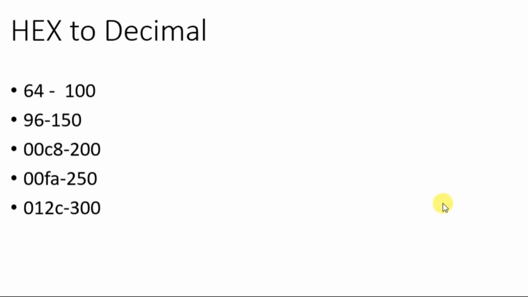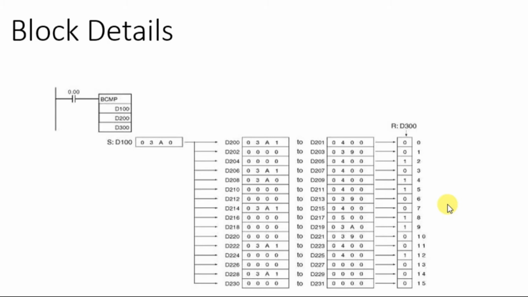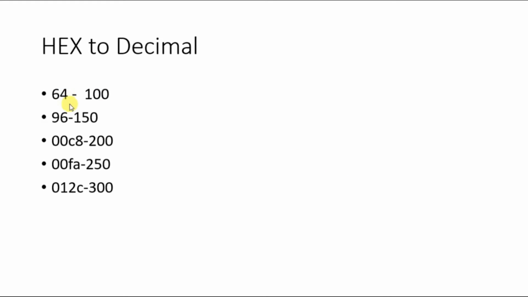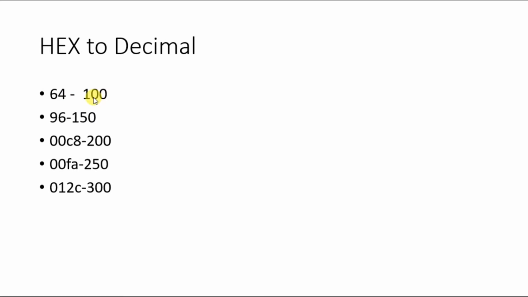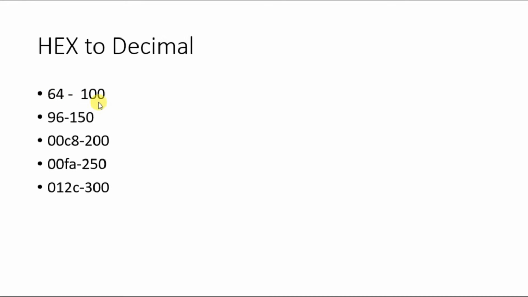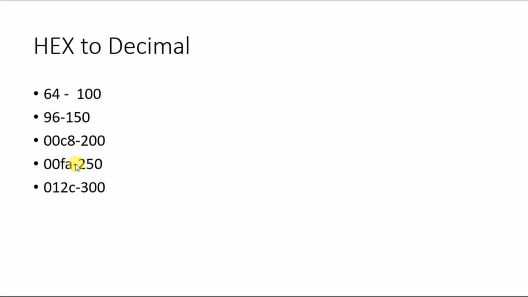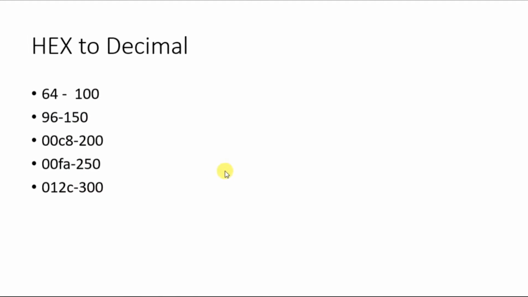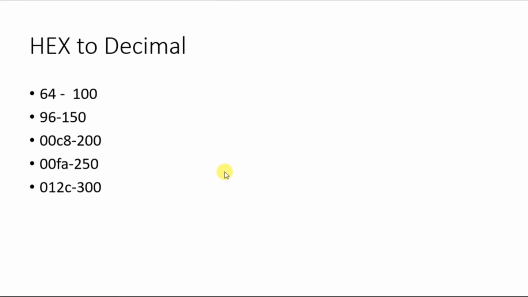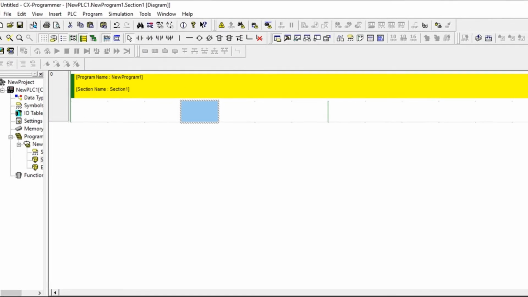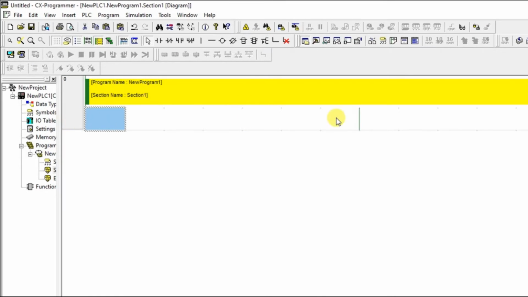Now we will see an example in the PLC program. Before that, this block works with hexadecimal values, so I have put some hexadecimal values here. For example, if I put 64, the decimal value is 100, and if it is 96, it will be 150. These values are for our reference, which we can make use of in the example. So let's see that. Now, I'm going to get this instruction first.